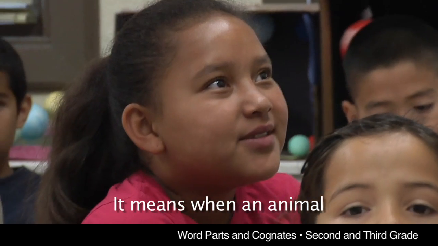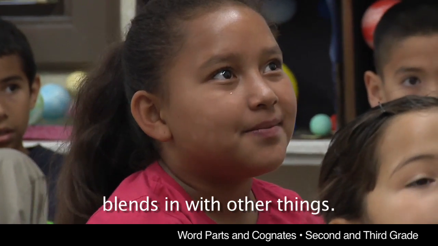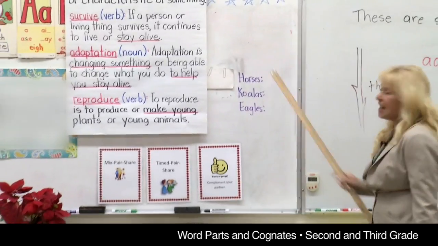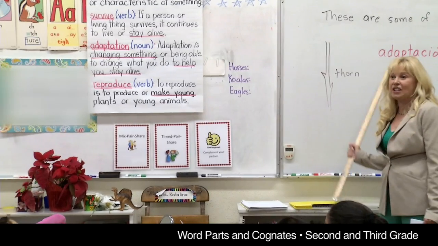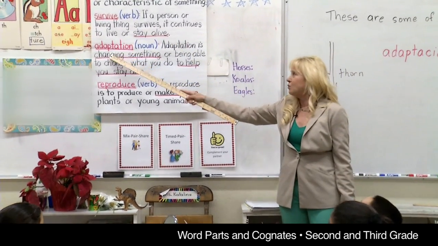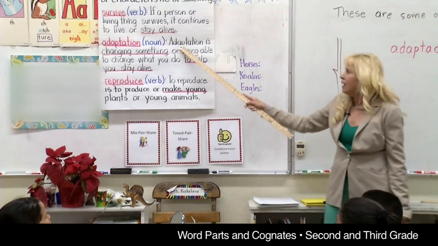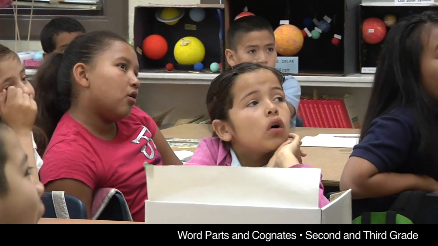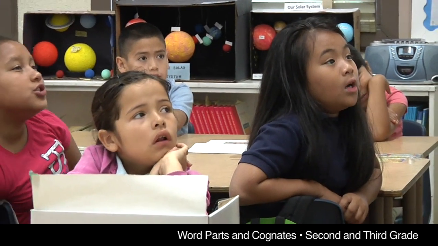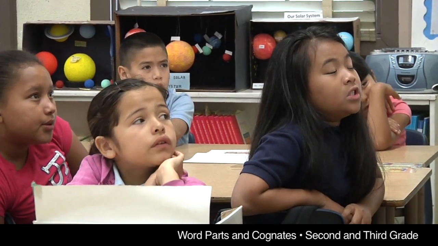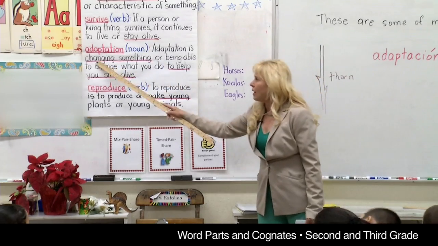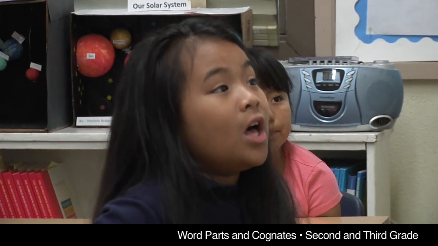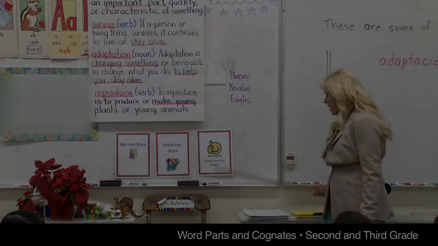Yes. You have? Yeah. Can you tell us what it means? It means when an animal blends in with other things. Okay, when an animal blends in with other things. We're going to read what it is in English, and it's really the same idea in Spanish as it is in English. So let's read the definition right here. Adaptation is changing something or being able to change what you do to help you stay alive. Okay, but what did I underline right here? What does it mean? Changing something to help you stay alive.